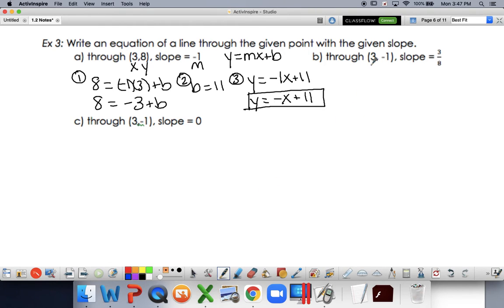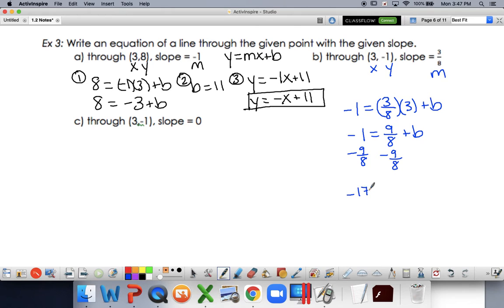Change my color here. My x, my y, my m. So I get -1 equals 3/8 times 3 plus b. Then -1 equals 9/8 plus b. Subtract my 9/8, and I get -17/8 is equal to b. So this was my step 1, my step 2 solving here, and then step 3 is I plug both my m and my b into my equation.